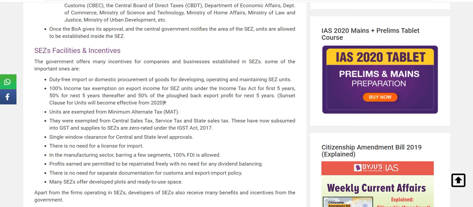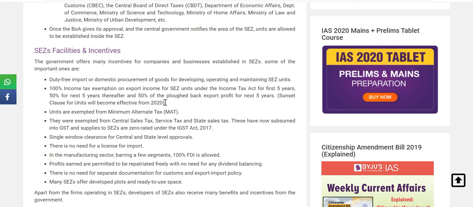And they would have a sunset clause for units which will become effective from 2020. So the sunset clause means the time period after which all these benefits, like the 5 year tax exemptions on export, go away. There's an end to it, and the units in the SEZ function as normal. They would be charged the normal rate of taxes on their export income.